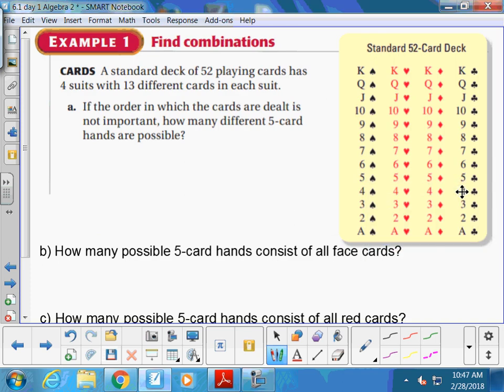We're going to answer a few questions about a deck of cards. A standard deck has 52 cards, 4 different suits, and 13 different cards in each suit. If the order in which the cards are dealt is not important, how many 5-card hands are possible? So what would I want to write down here? 52 choose 5. That's how many 5-card hands you could come up with. It's a big, big number. I'll write it down and you look up here to see if your answer matches mine. 2,598,960.